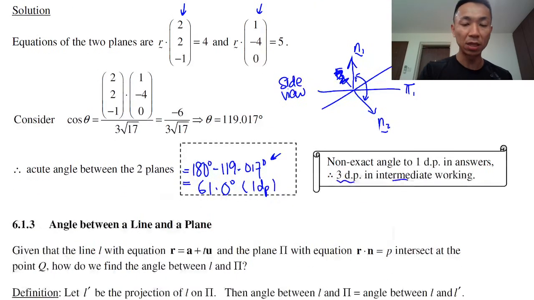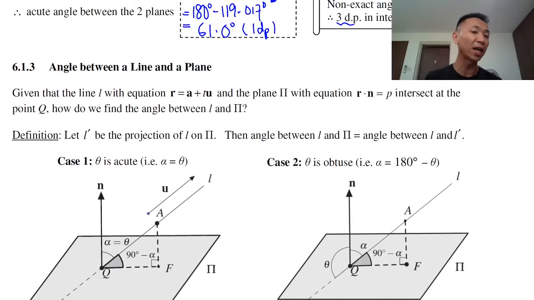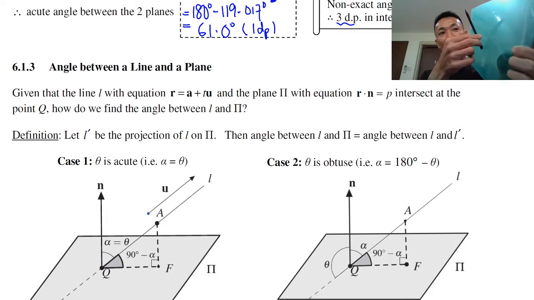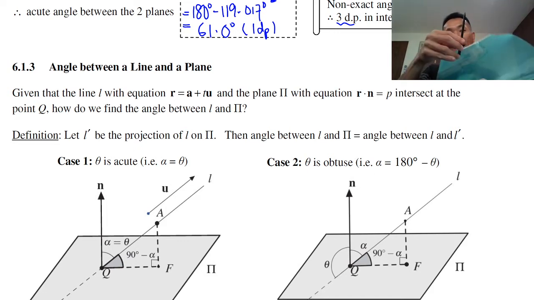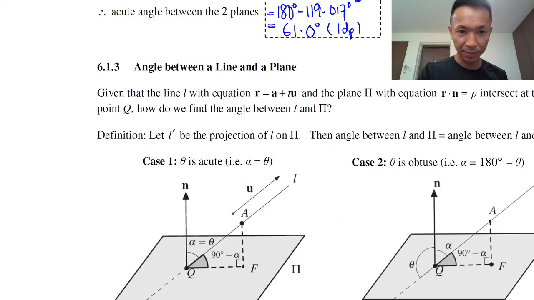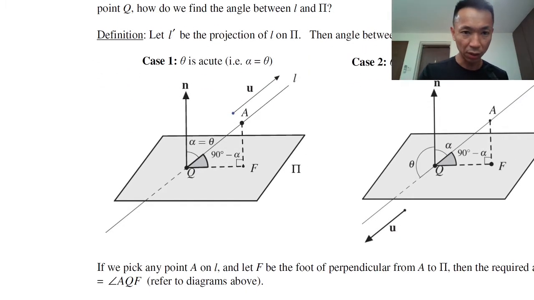Now what happens if the question asks for the angle between a line and a plane? If you look up here at the camera again, this is a plane and this is a line. I essentially want to find the angle between the plane and the line. It's slightly more complicated, but not excessively so. Let's take a look. Case 1.